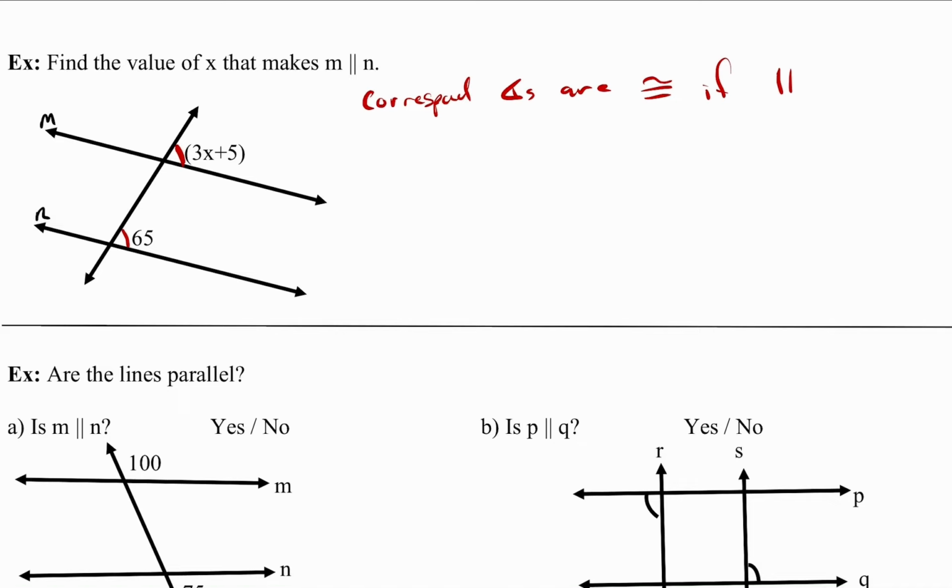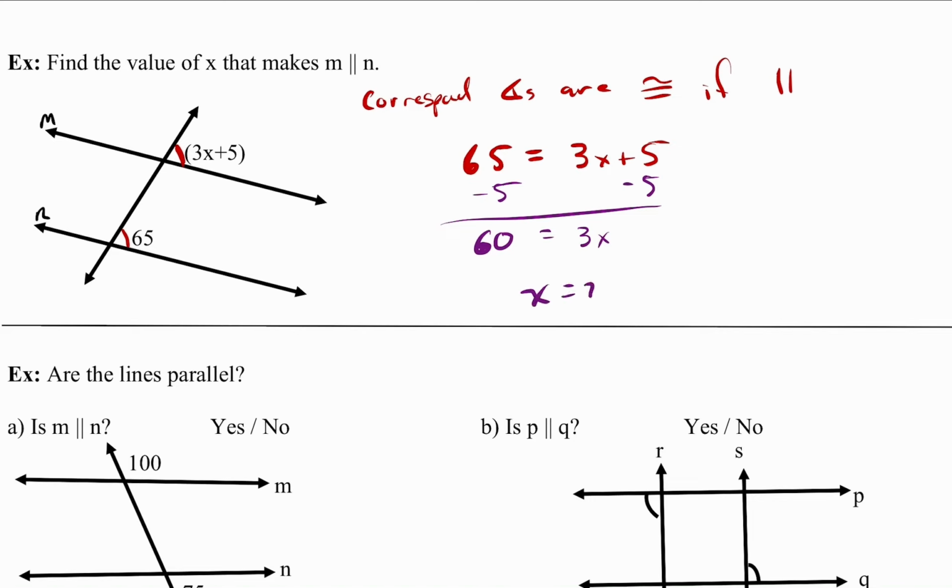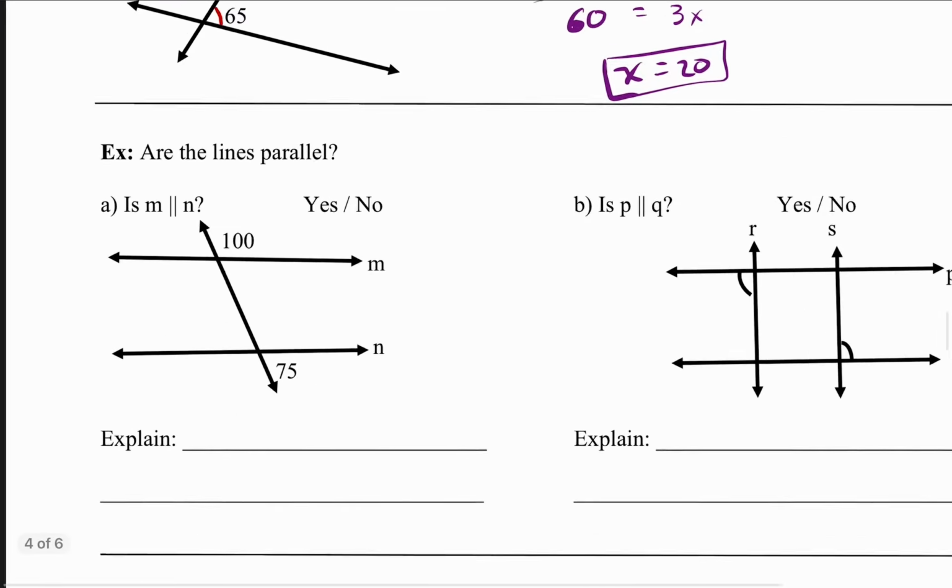So let's set that up. Go in here. 65 needs to equal 3x plus 5. Go ahead and use your algebra skills. Minus 5, minus 5. We get 60 equals 3x. Divide both sides by 3. We get x equals 20. There we go. If x is 20, then m and n would be parallel to each other. Okay, that's the idea here. All right, let's keep going.